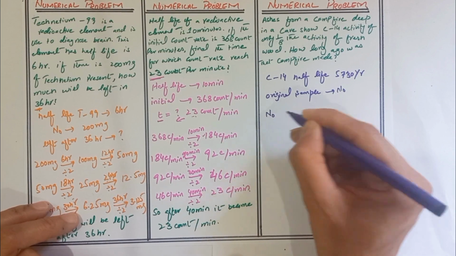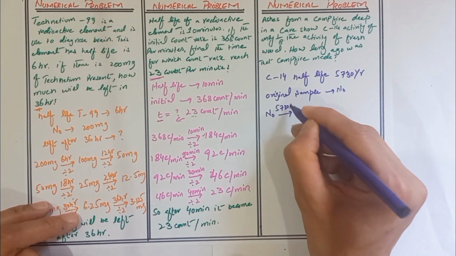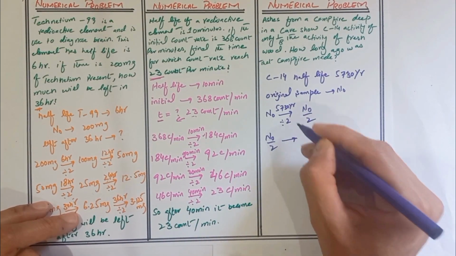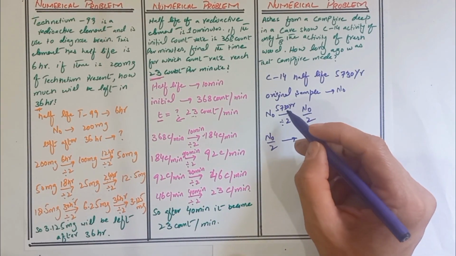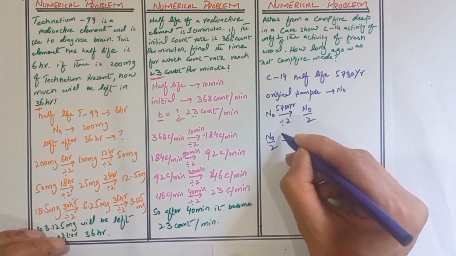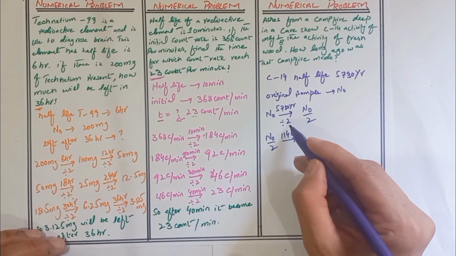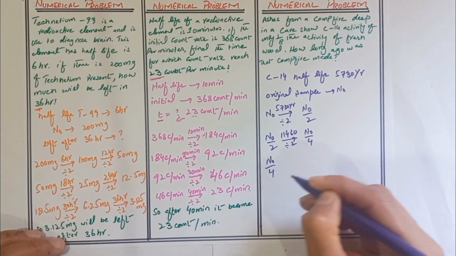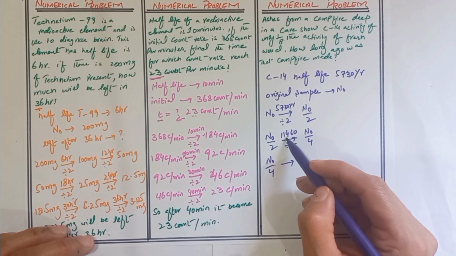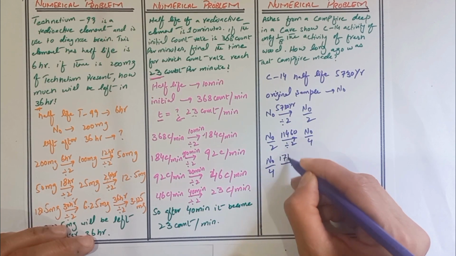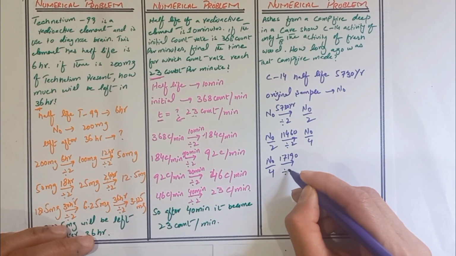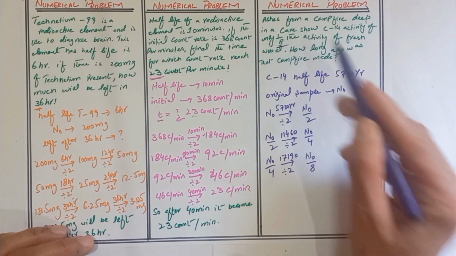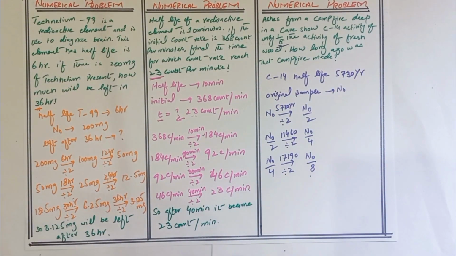So the original sample is N0. After 5730 years, it becomes half of this sample, N0/2. Then we add another 5730 years, giving 11460 years. The sample becomes half again, N0/4. Then after another 5730 years, we get 17190 years passed. We halve the sample again and get N0/8. So 1/8 of the original sample will be left after 17190 years.